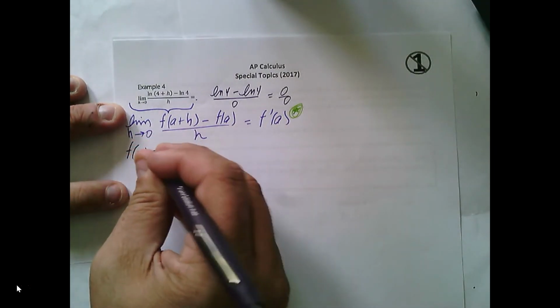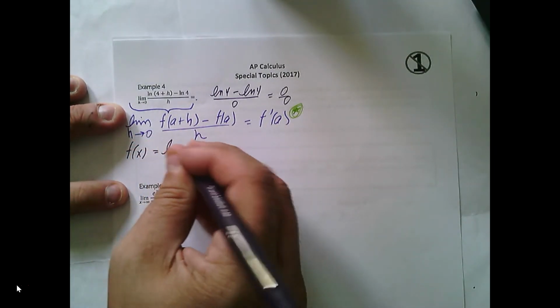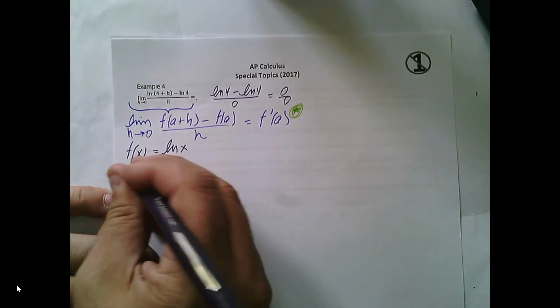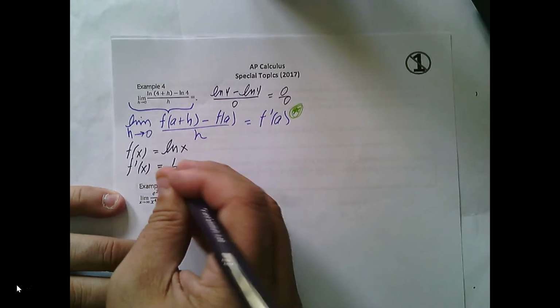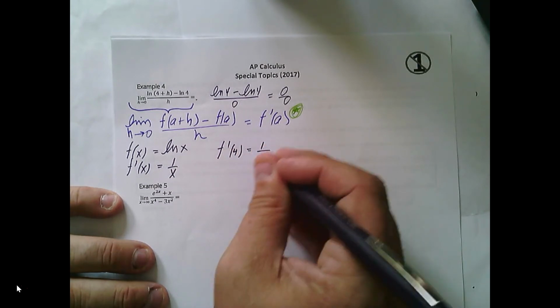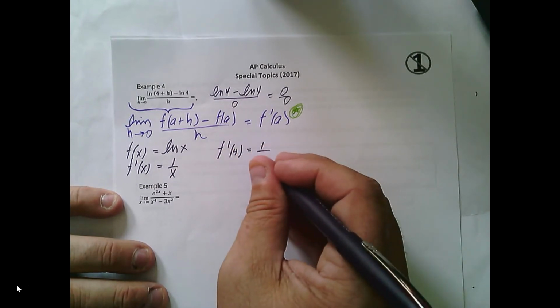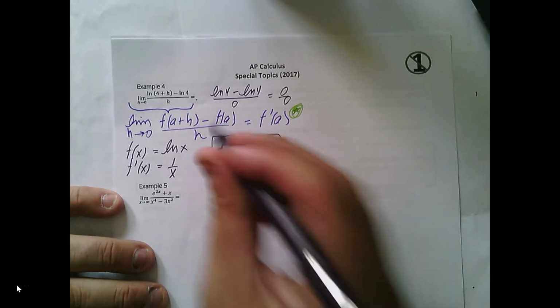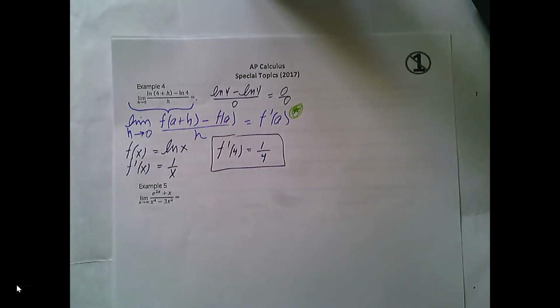Your function is the natural log of x. We need to find the derivative. Well, what's the derivative? The derivative of f is 1 over x. And then you need to evaluate that derivative at a, in this case, which is 4, and you're going to get 1/4. That is the value of your limit.